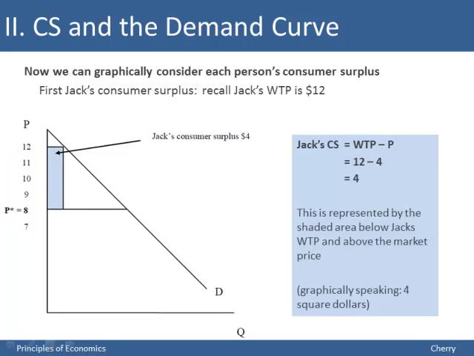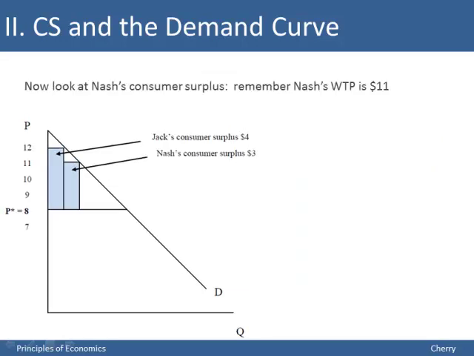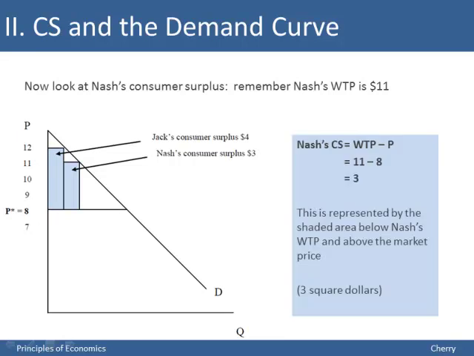So this is what you have. And if you want to, you could think of that blue shaded area as 4 squares, and each square represents $1. Now let's look at the next person, Nash. Remember, his willingness to pay was 11. So his point on the demand curve down to the price, you shade in that area, and that's his consumer surplus.